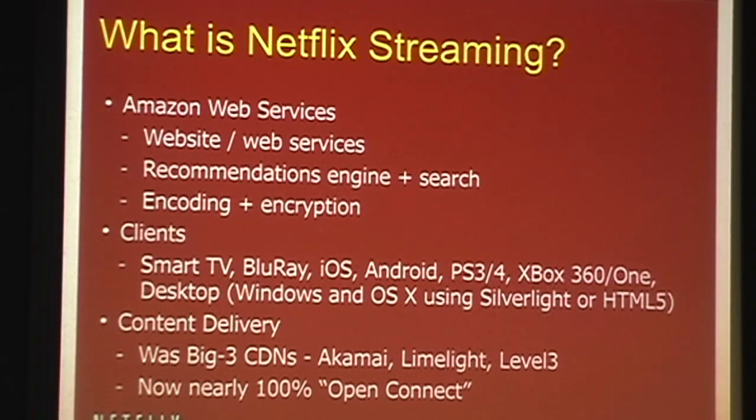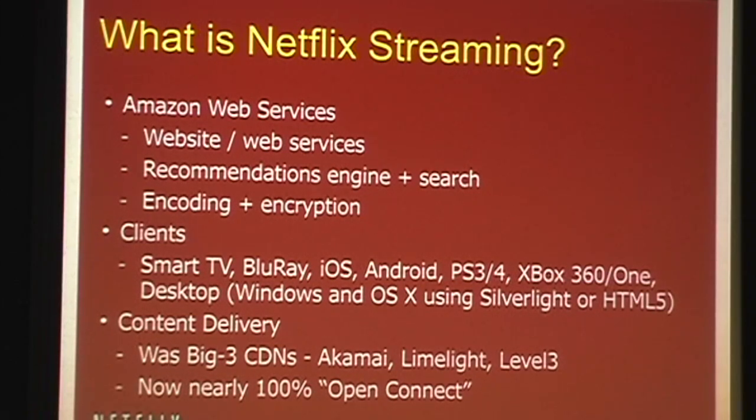The second group is the clients. We have a lot of client applications. We're available on smart TVs, Blu-ray players, iOS, Android, pretty much any device you have. If it has a screen and it's somewhat current, you can probably view Netflix on it. And then the content delivery network that we're building is called Open Connect, and it's responsible for streaming the video content from the internet to your client.